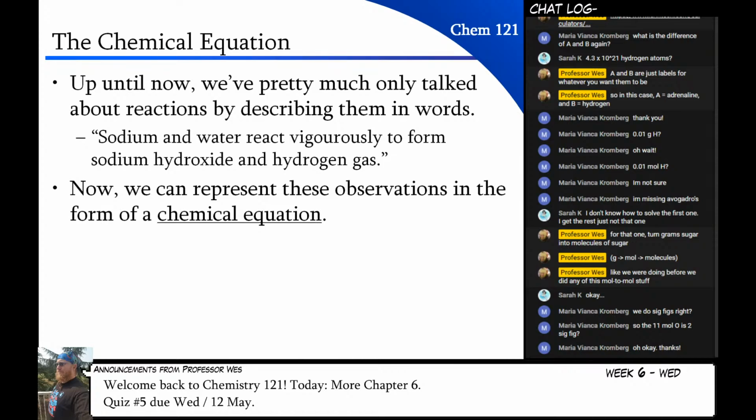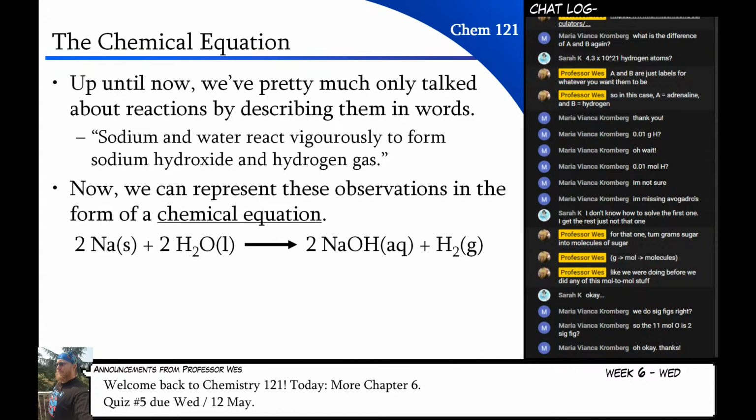First, we're going to write that as a chemical equation. It looks like this. Now, where did this equation come from? How did we get these numbers? We're going to go over that in this section. We're going to talk about how to balance it, what all those terms mean, and so on.